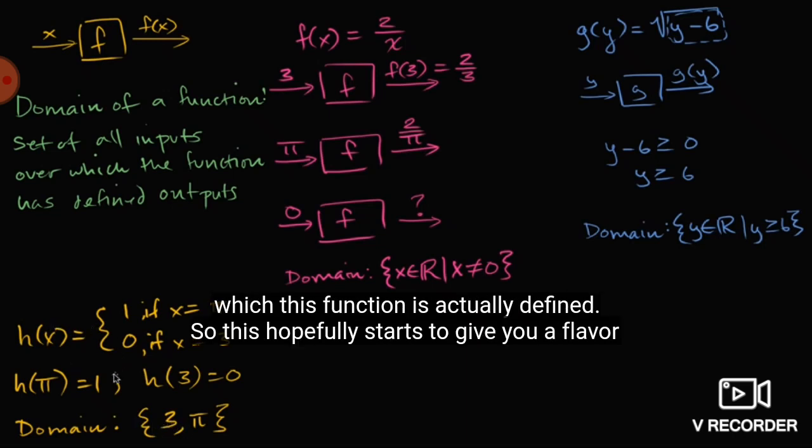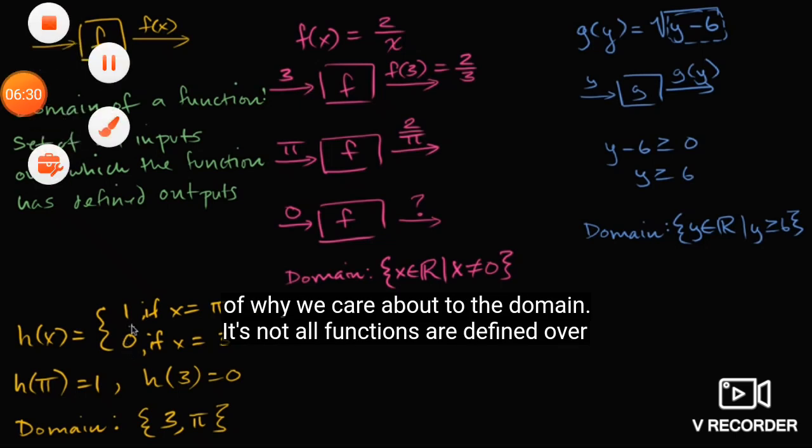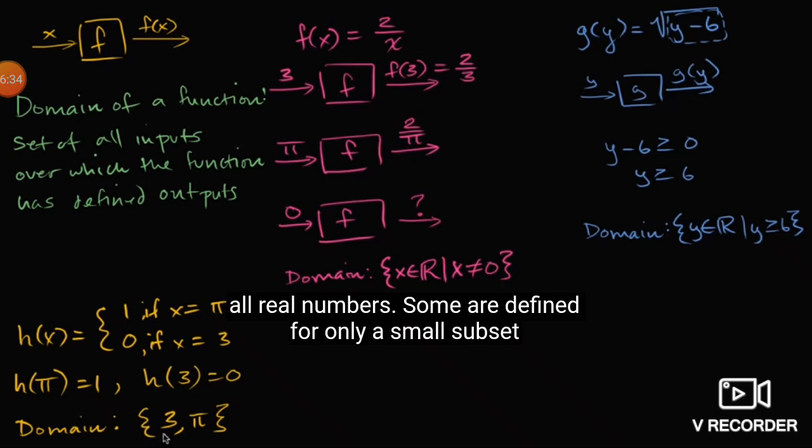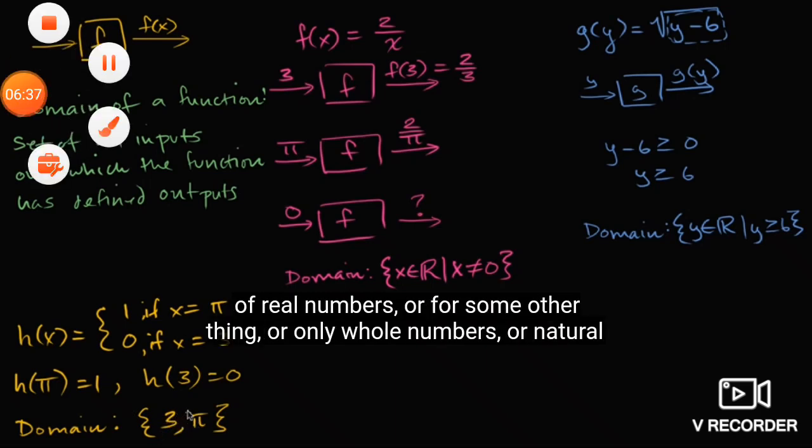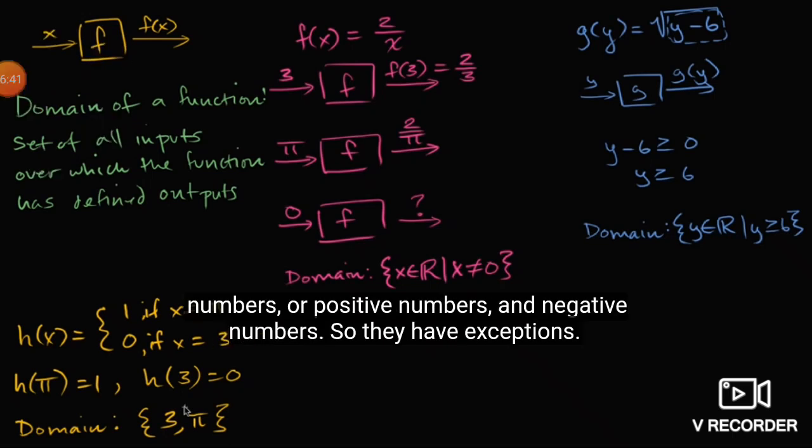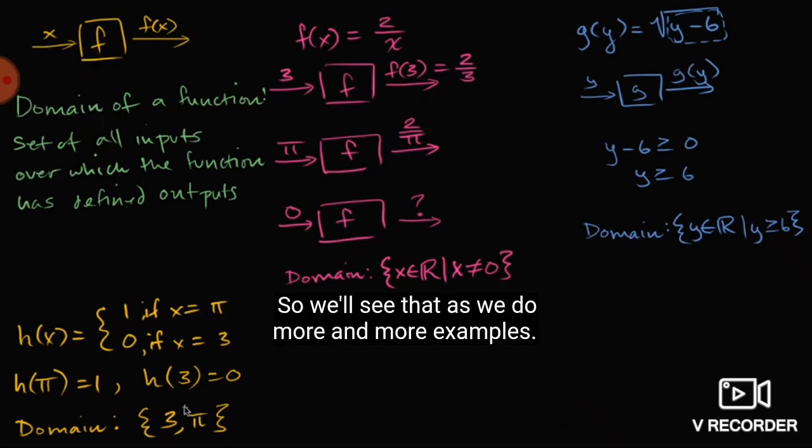So this hopefully starts to give you a flavor of why we care about domains. Not all functions are defined over all real numbers. Some are defined for only a small subset of real numbers, or only whole numbers, or natural numbers, or positive numbers, or negative numbers, or they have exceptions. We'll see that as we do more and more examples.